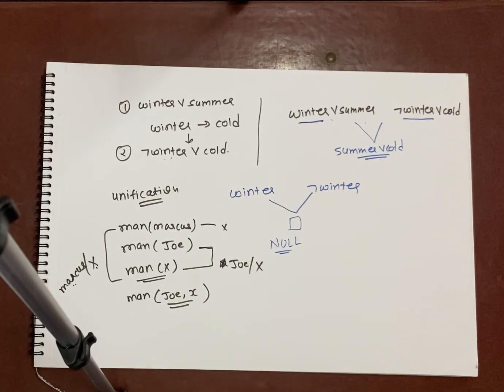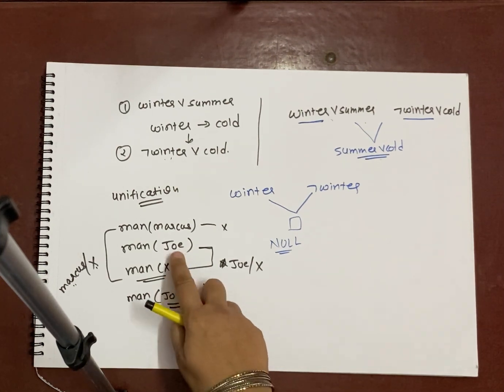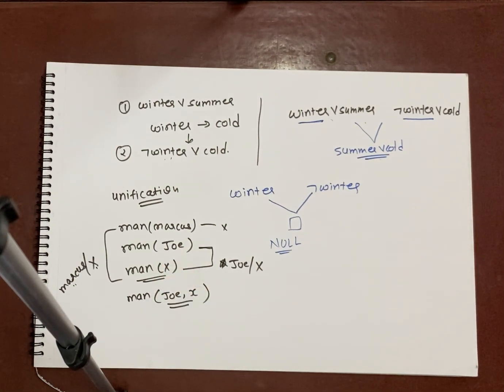Third condition, if any of the arguments is an atom, then the atom should be exactly same. If it is a variable, then it is the other thing. But if you have it as an atom, then the atom should also be same. Are you getting this? So this is called unification.